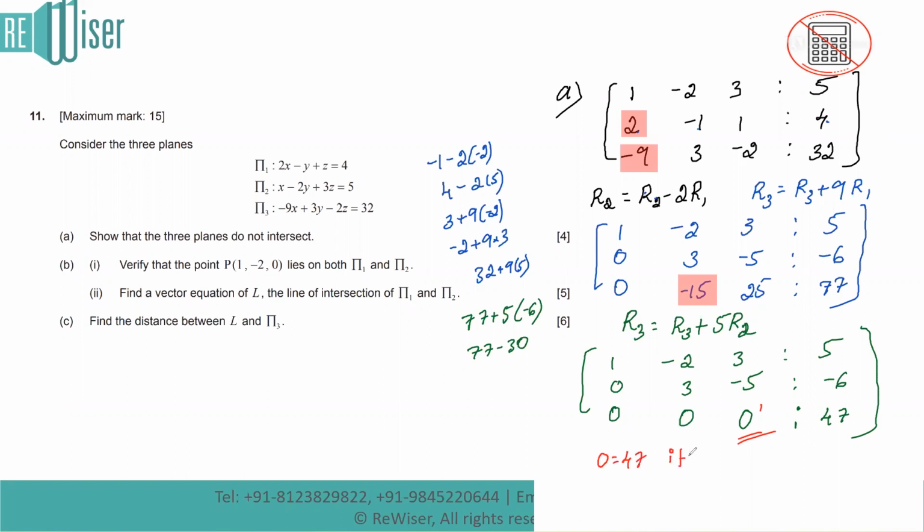It's not true. 0 can never be equal to 47. So that's why there is no solution. Even if you have completely 0 in the last row, that means there could still be a line of intersection, not a point of intersection. But whenever you have the last row with 0 on one side and 47 on the other side, or any other number, this says these two are not the same. So that's why the three planes do not intersect.